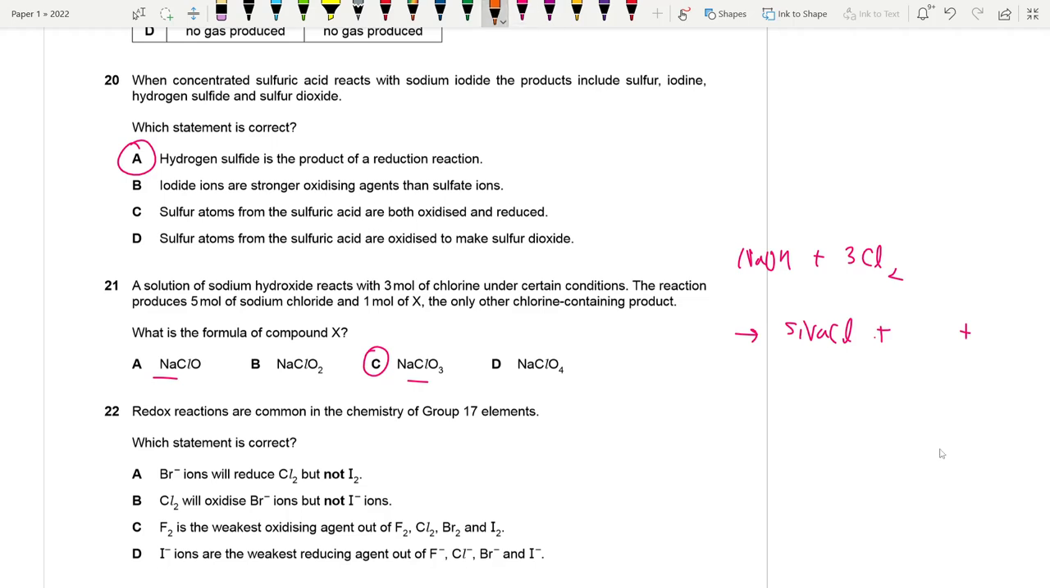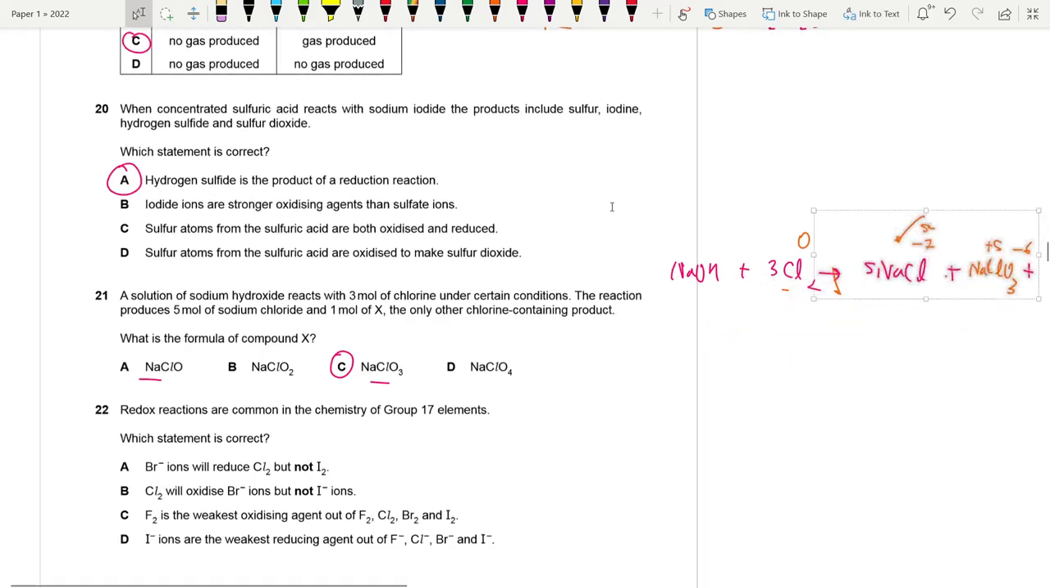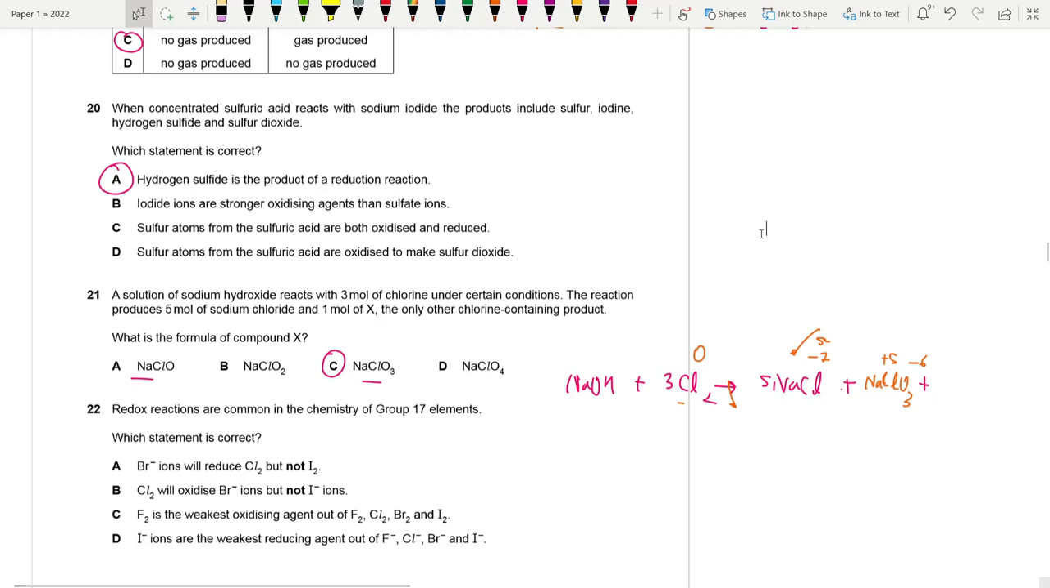So check this out, guys. Chlorine had an oxidation number of 0. It turned into -1 here. So in total 5 electrons were gained. So in the other compound, NaClO3, chlorine needs to lose 5 electrons to form this. Okay, let me explain this in a better way. You basically need to have this memorized. That will make your life easier.